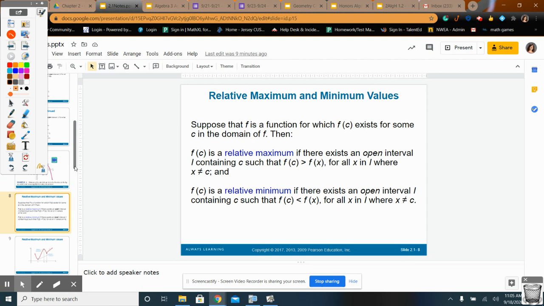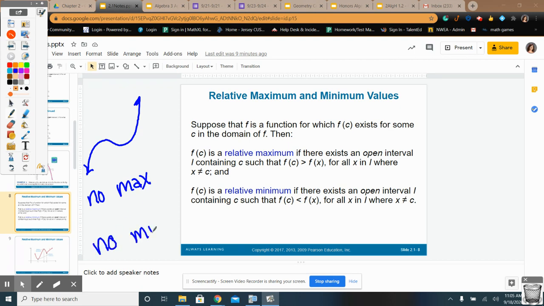So what is a relative maximum or a relative minimum? For example, this graph here, it does not have a max or a minimum because it goes up forever and down forever. So there's no, and that's what we call an absolute max or an absolute min. But it does have a relative max or min. A relative max is a maximum in an area.